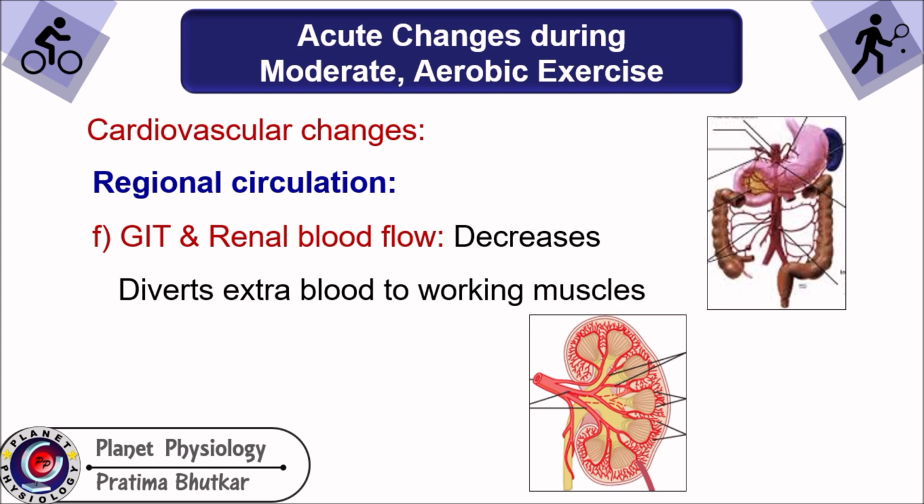Next is blood flow to the gastrointestinal tract as well as kidneys. Blood flow to both these organs decreases, and the purpose is just to divert the extra blood from these two systems to the working muscles. So these were all the cardiovascular changes seen during exercise.